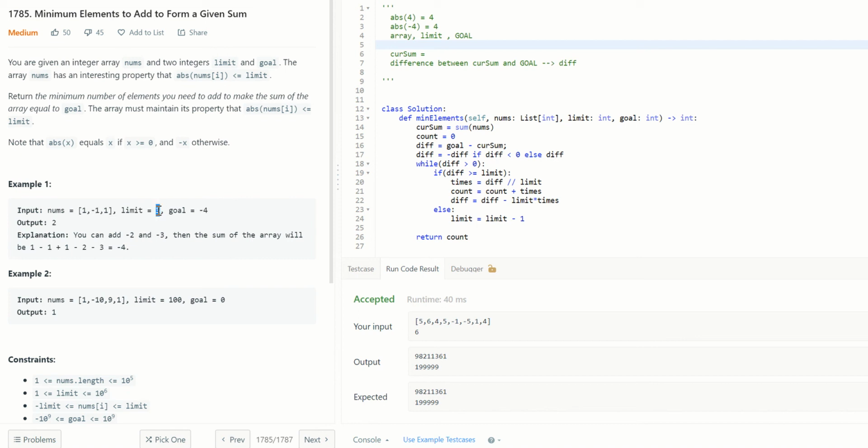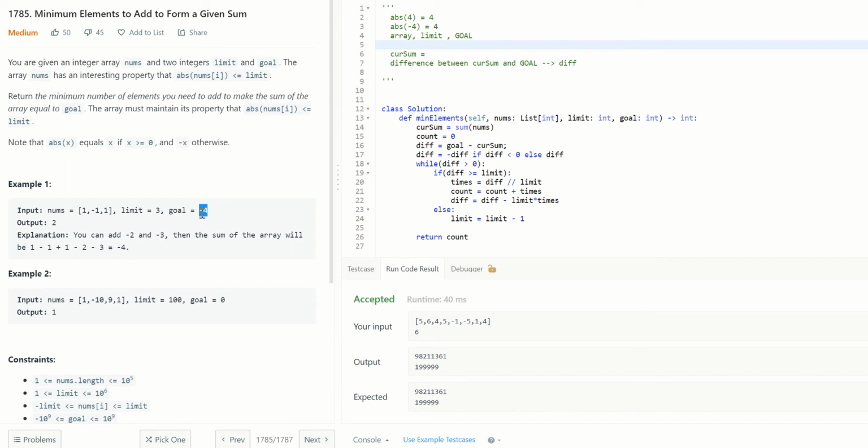But how many elements do we need to add to this array to make the goal minus 4? The goal is the sum of all the elements in the array. So what is the current sum here? 1 minus 1 is 0, plus 1 is 1. So the current sum is 1. But we need to make this sum come to the goal, negative 4. So how many minimum number of elements can we add?